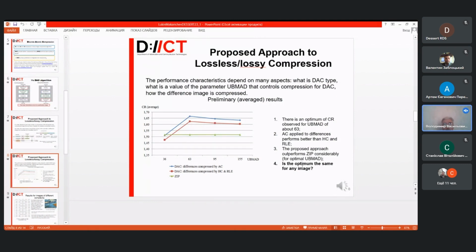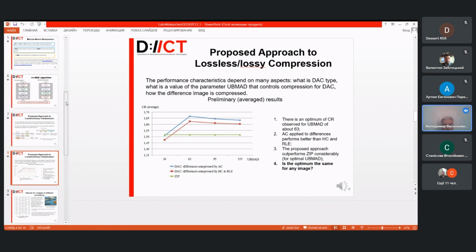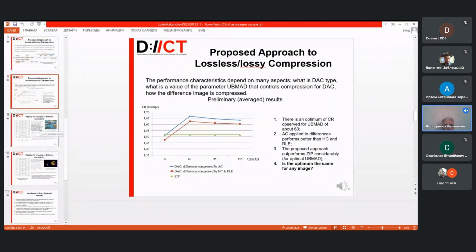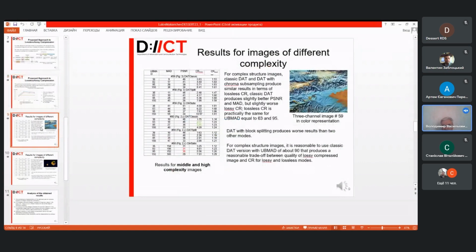But at the same time, these are average data for a large number of images. The question is, is the optimal the same for any image? And this was the main question in our study. So we considered several images of different complexity. Here are the results for images of complex structure, like the one presented on this slide.